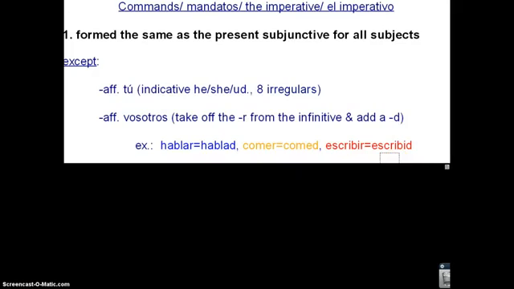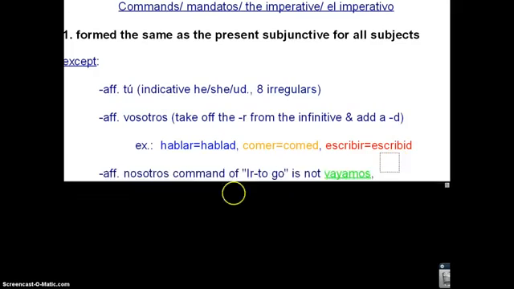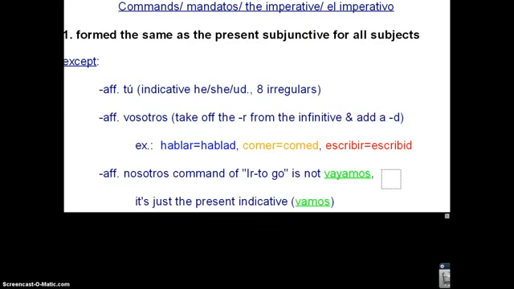All right, one more exception. Affirmative nosotros commands are supposed to be the same as the present subjunctive, and they are. There's just one exception. Ir has to be difficult. Its command should be vayamos, because that's the same as the subjunctive form, but instead it's just vamos.